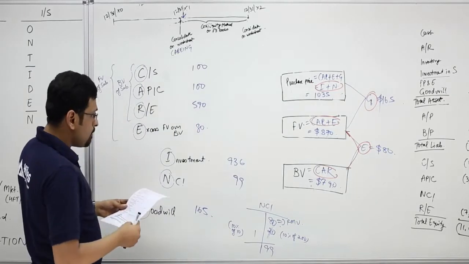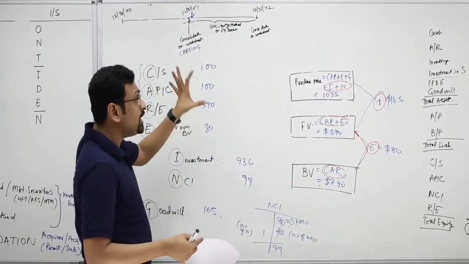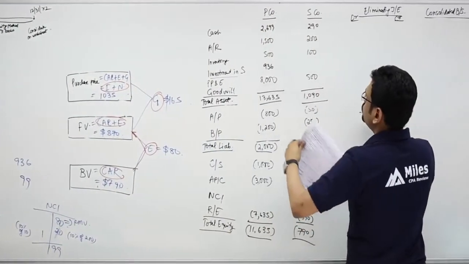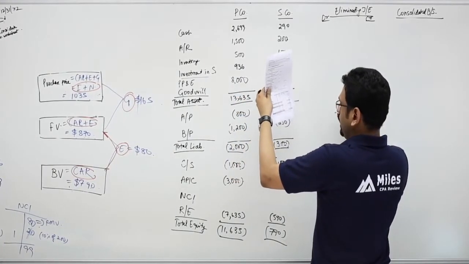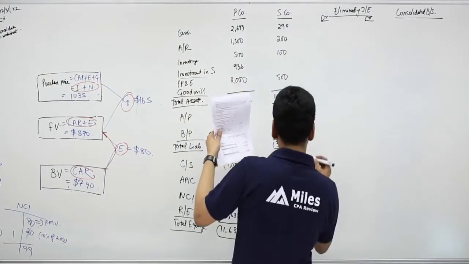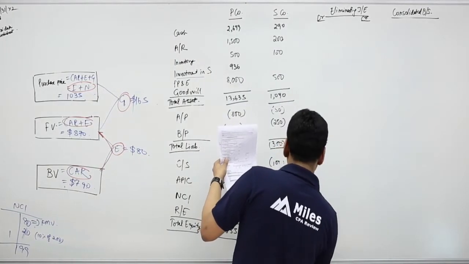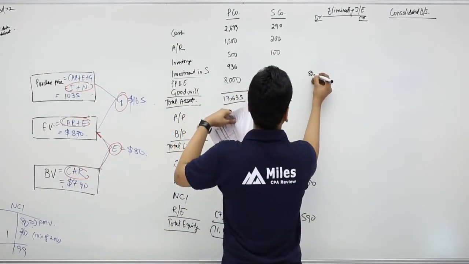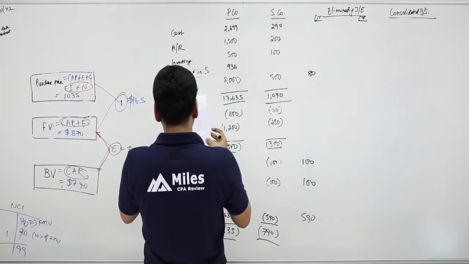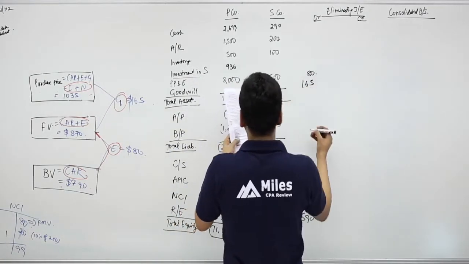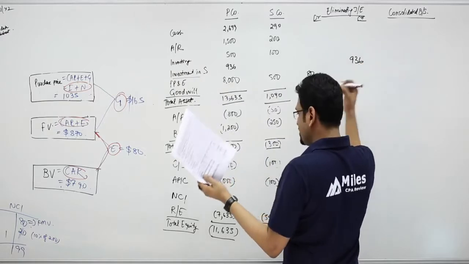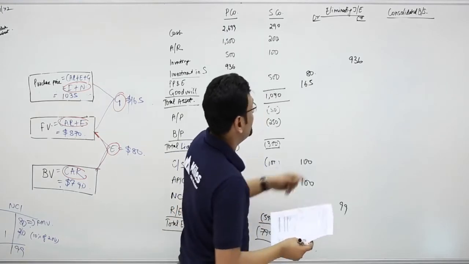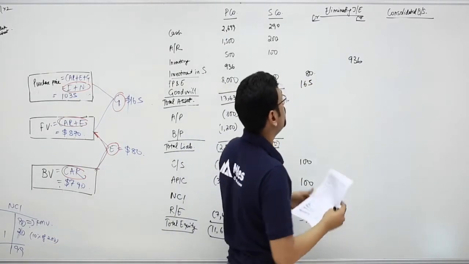So now we've got the numbers here. Let's put this eliminating journal entry onto our worksheet. You've got the equity of the subsidiary going off, so that's debit 100, 100 and 590. So that's CAR. E was for the equipment that the subsidiary held, and then goodwill was 165. So this was all the debit. On the credit you had investment 936, and for non-controlling interest you had 99. So that's 1,035 of debit and 1,035 of credit.